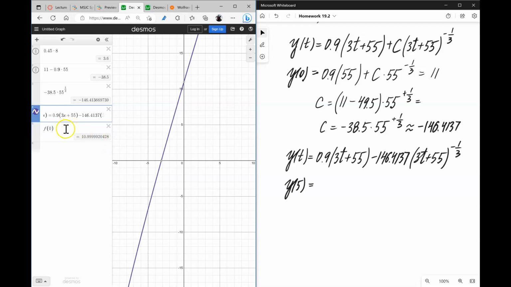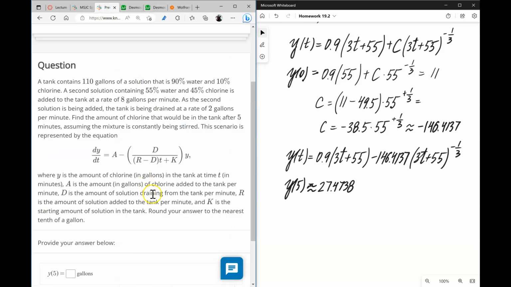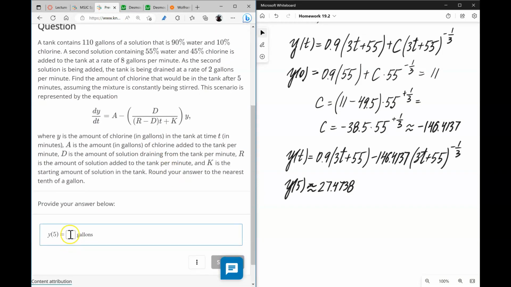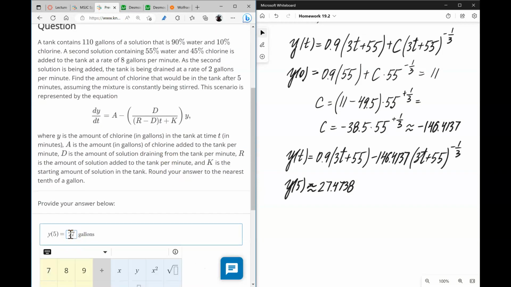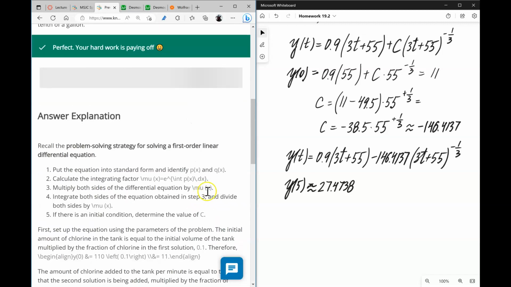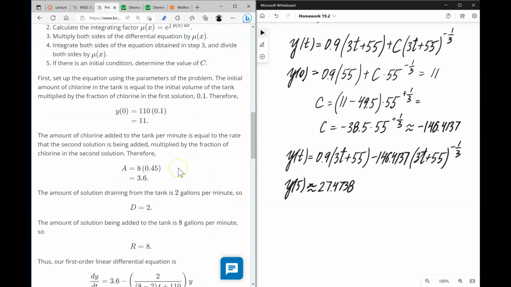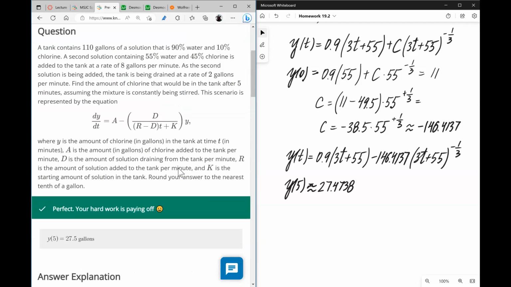146.4137. And look at that, f of 0 is 11, but we're looking for f of 5, which is 27.4738 approximately. And I guess that's the answer. Since we're rounding to the nearest tenth, it's just going to be 27.5. So that's it.